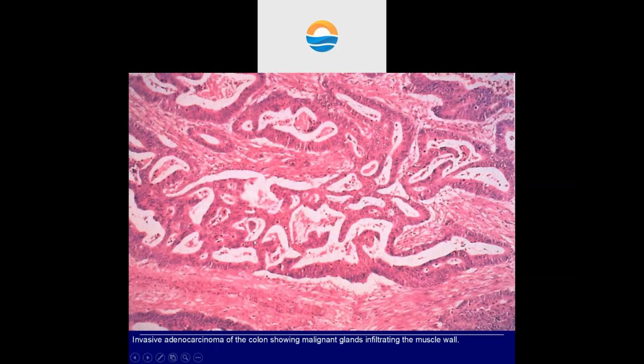Here, we see the invasive adenocarcinoma of the colon, and we see malignant glands infiltrating the muscle wall.